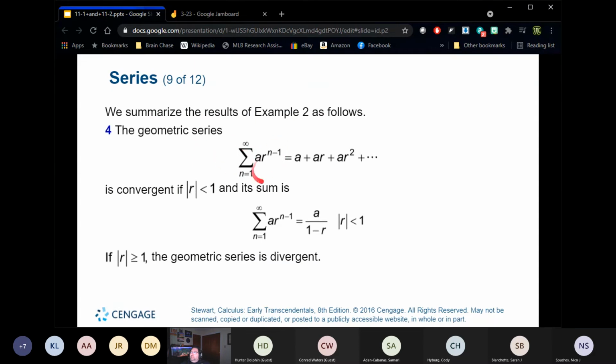So a geometric series, this is basically summarizing it all, is convergent if the absolute value of r is less than 1, and it's going to converge to a over 1 minus r. And it's divergent if the absolute value of r is greater than or equal to 1. a is your first term, so whatever that first term is, that's your a, and r is your common ratio that we're going to look at.